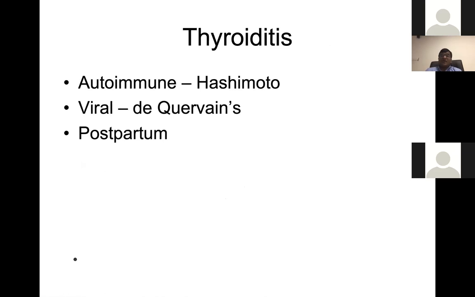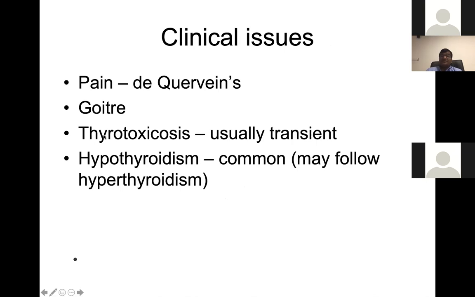Coming to thyroiditis, there are three common forms of thyroiditis. The commonest is the autoimmune, we call it Hashimoto's or chronic lymphocytic thyroiditis. Then there is this post-viral or de Quervain's thyroiditis or subacute thyroiditis. Some people can have other rare ones like postpartum thyroiditis.